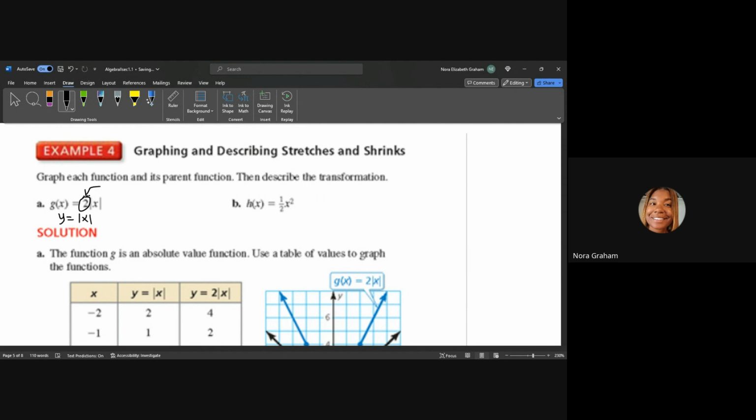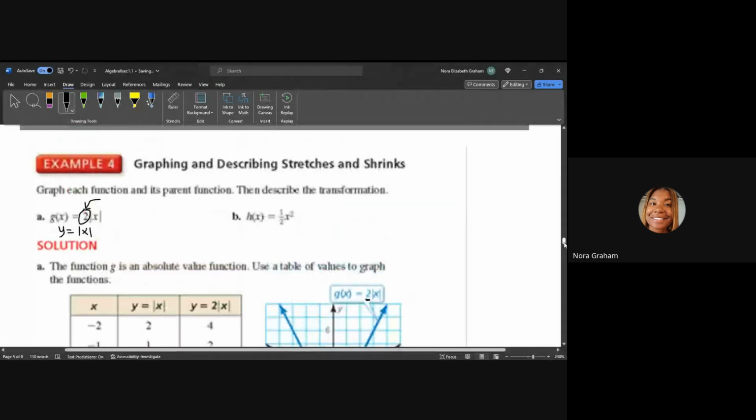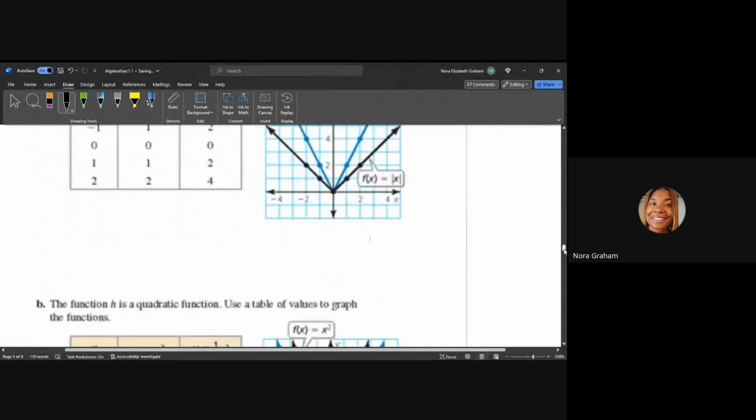So it's almost like we're pulling up our graph and it's getting skinnier, right? With this one, our parent function is in black. That's just f of x equals absolute value of x. When we multiply our grouping symbols by that 2, and 2 is more than 1, that's going to cause a stretch, like it's getting skinnier. That's what that 2 causes: a vertical stretch.